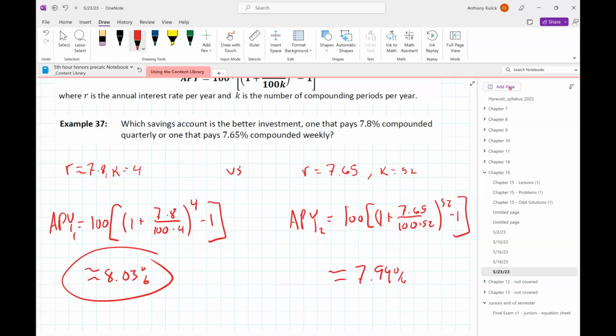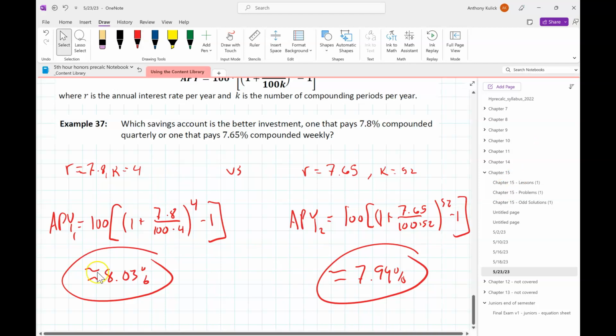And if I'm picking which one is the better investment, I'll pick the bigger one, because it's going to mean more money for me. Everybody cool with that? Okay.